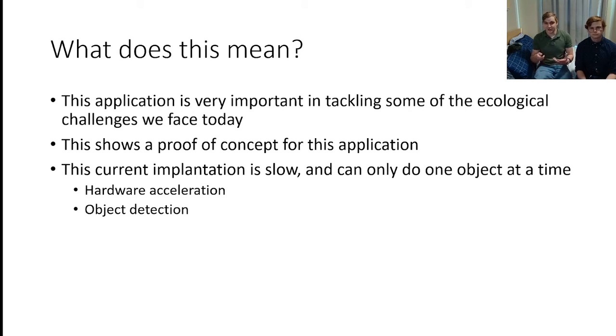This current implementation is slow, and it can only do one object at a time because it's an object classifier. This could be solved in future work with hardware acceleration and using object detection so we can detect more than one object at a time, and really be able to pick apart different parts of a clump of garbage rather than having each individual article be placed neatly in front of it.